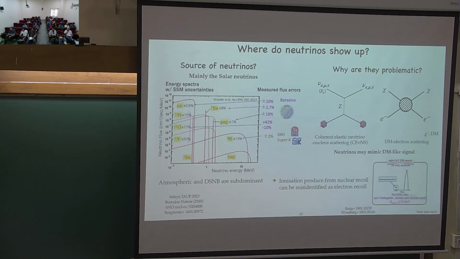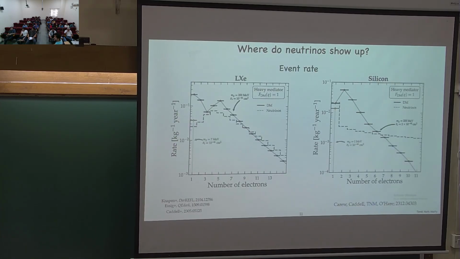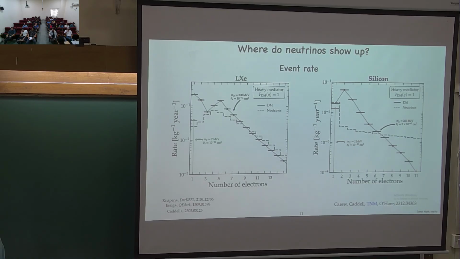So essentially, the ionization that you are producing from the nuclear recoil will show up as an electron. So then what you have to do is calculate the event rate against energy. So what is the typical plot for liquid xenon and silicon?